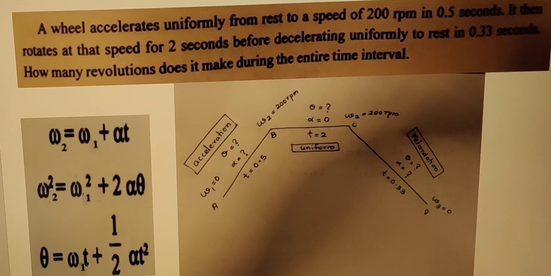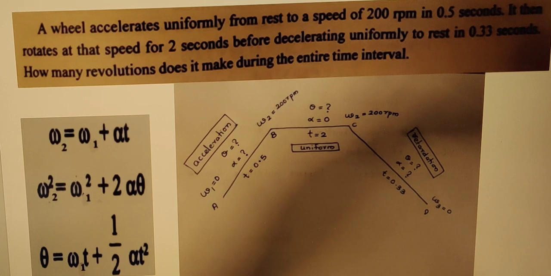Now the third question: a wheel accelerates uniformly from rest to a speed of 200 rpm in 0.5 seconds. The first case is represented in the figure as AB, where time is given as 0.5 seconds. Theta you have to calculate, alpha is also unknown, omega 1 is given as 0, and omega 2, the final velocity, is 200 rpm.